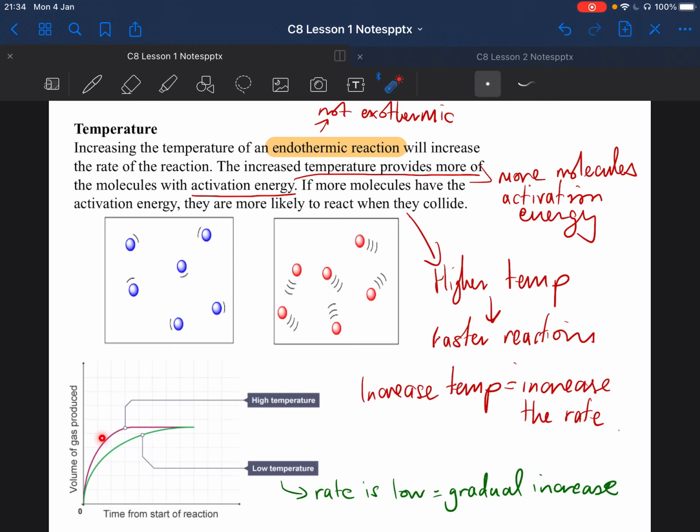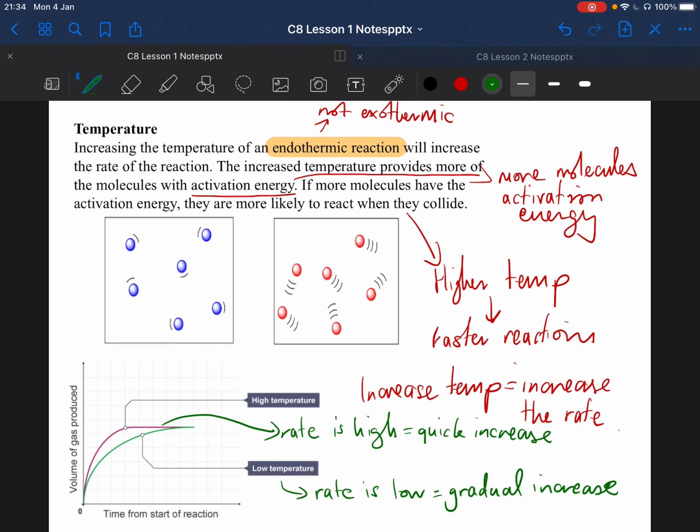The other line that we have is this one here, and this one is representing a higher temperature, and what that shows is that the rate is high. What we have is a quick increase in product, and so we get a faster rate of reaction. What has happened is we've increased the temperature, we've given the particles more energy. When they've collided, they've had enough energy to break their bonds and so have reacted.